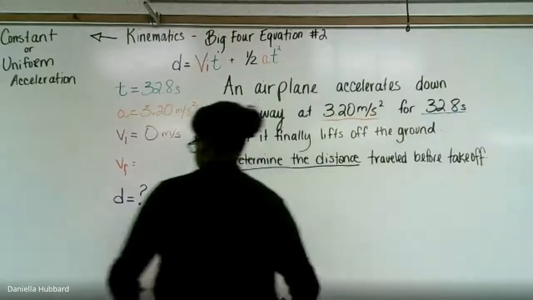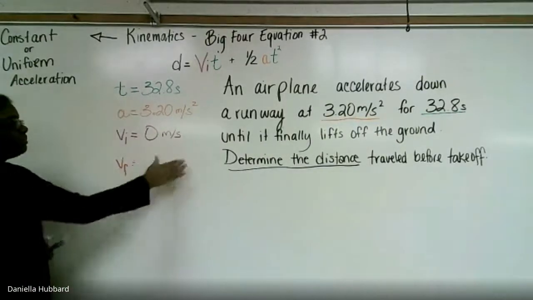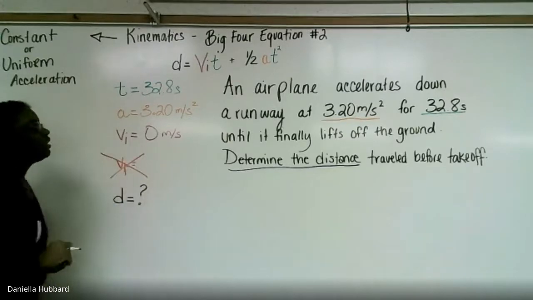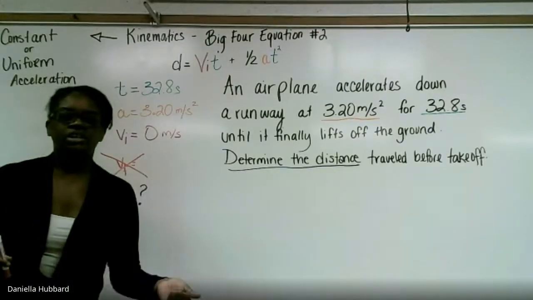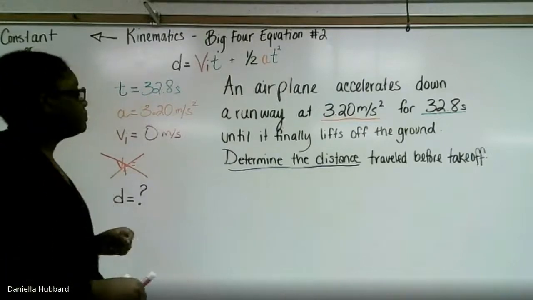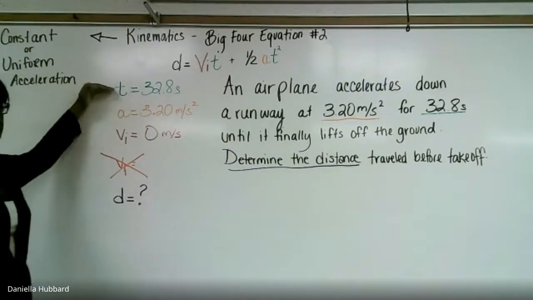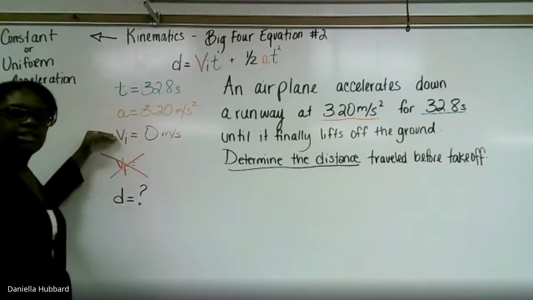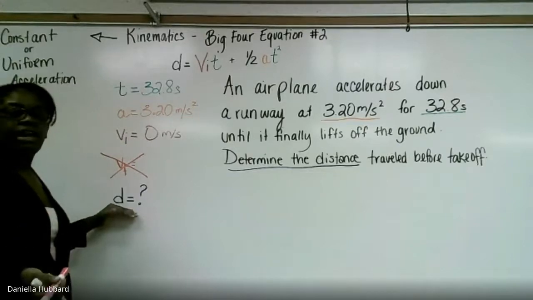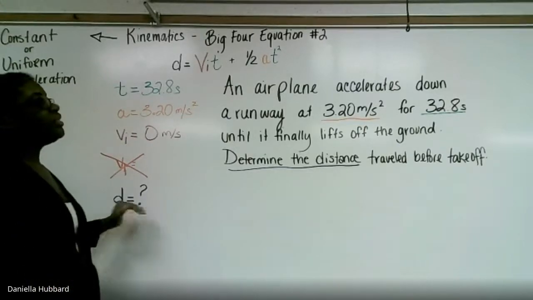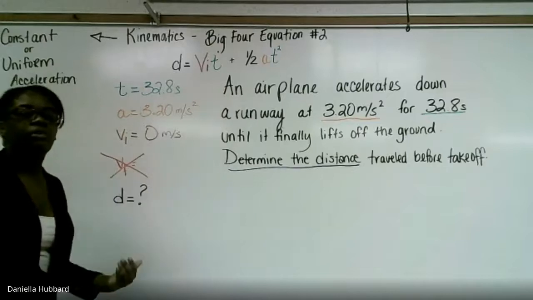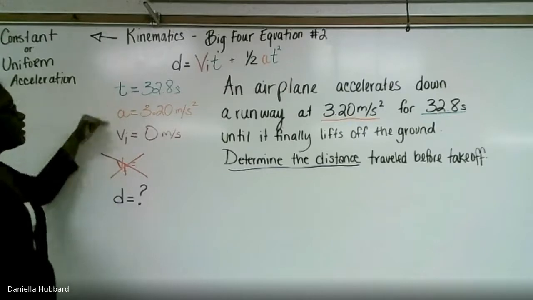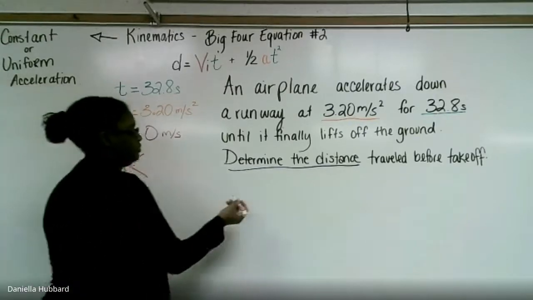So now we see VF is completely left untouched. So I'm going to cross it out. And if you had a cheat sheet of all four equations, which you will, you'll see I have a time, I have an acceleration, I have my starting velocity, and I need to figure out distance. Well, equation number 2 is the only equation that has all four variables. Therefore, that's the equation that we will use.